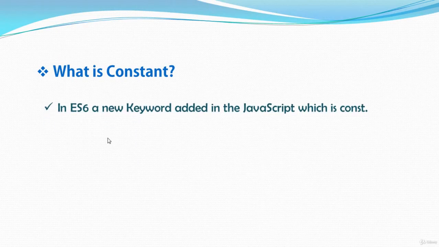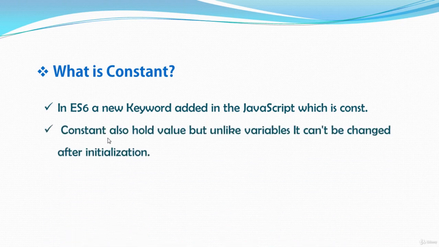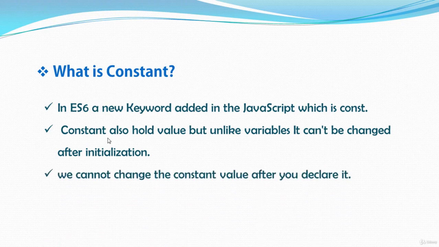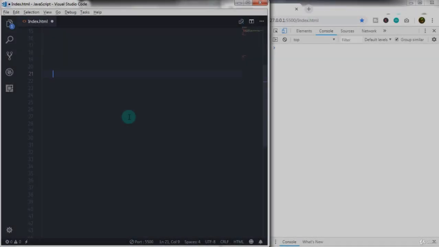Now let me move to the next topic, which is constant. In ECMAScript 6, a new keyword was added to JavaScript, which is const. A constant also holds a value, but unlike variables, it can't be changed after initialization. You can't change the constant value after you declare it. Let me show you how to create a constant.